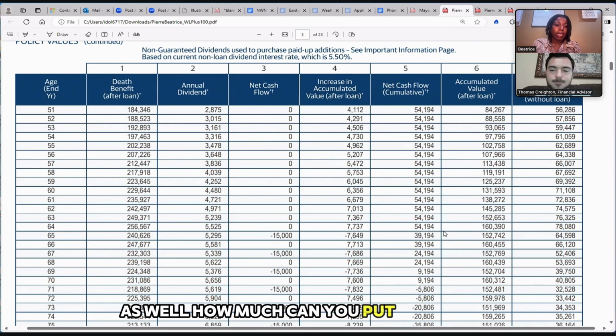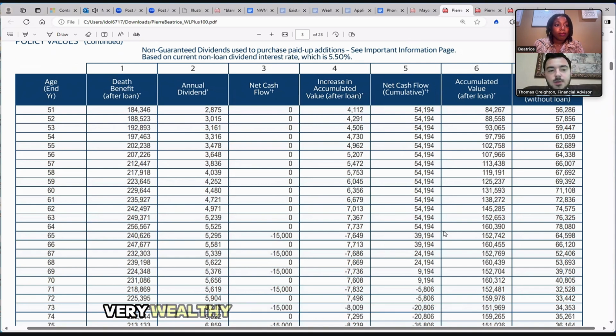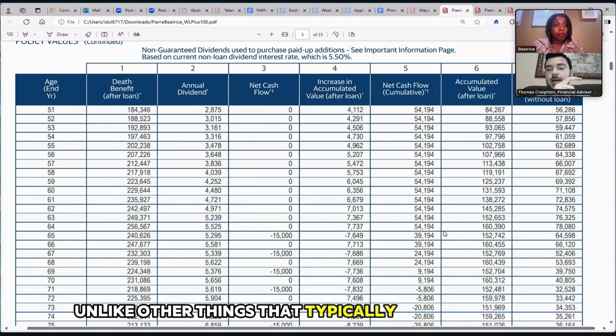How much can you put in per year? Like, is there a max? Good question. Yeah, there is no max on it. Very wealthy individuals will put large amounts into life insurance, oftentimes for the unique tax treatment it gives, both in the coverage and cash accumulation benefits. There's not going to be a max into the policy they can do. It's unlike other things that typically have max limits.